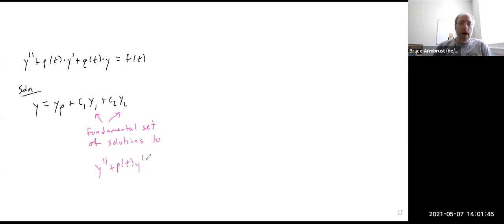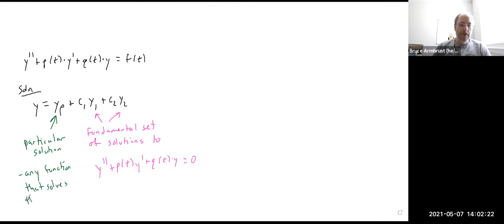So if we drop the f and we just look at the rest of this, the y1 and y2, they're just going to be fundamental sets to this. So then the other one, the specific solution or the particular solution, that's what this yp is. Okay, so this is called a particular solution. And all it is, this is any function that solves the given differential equation.